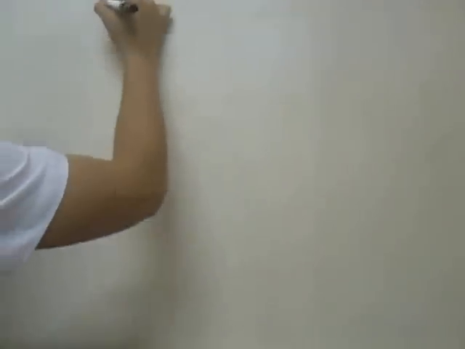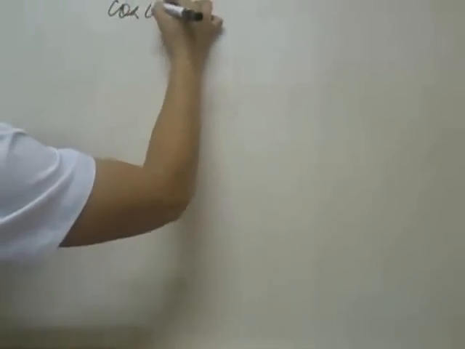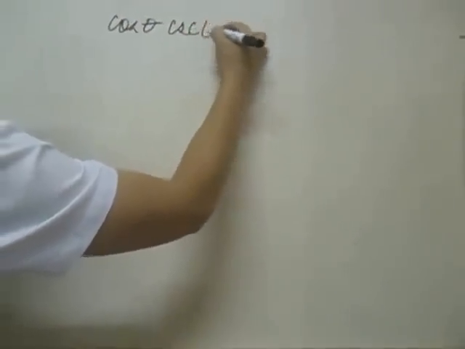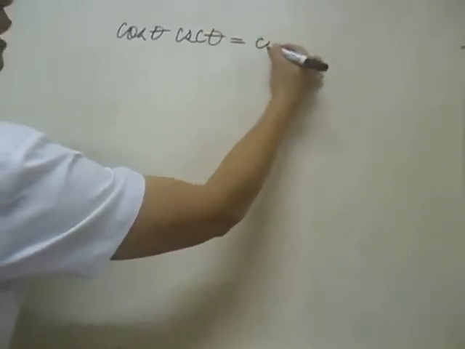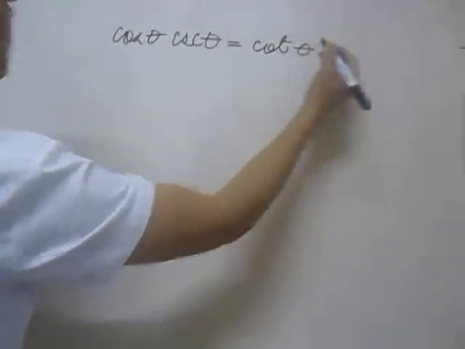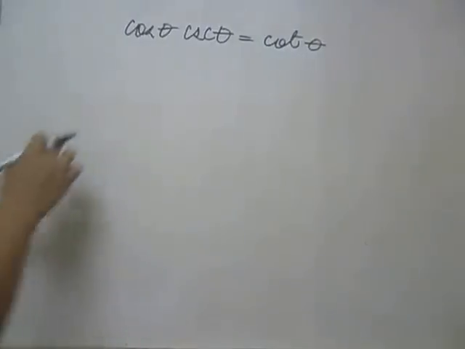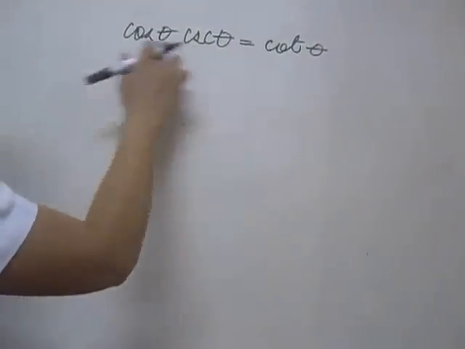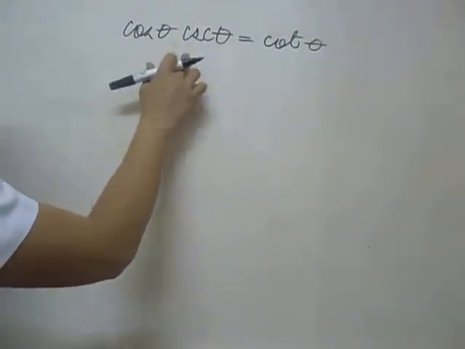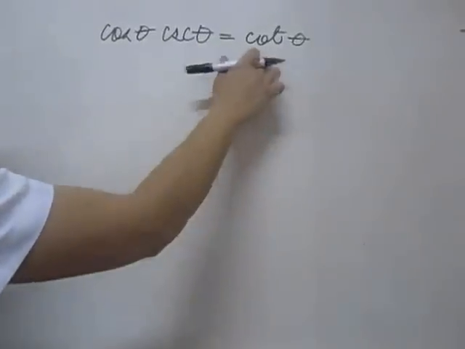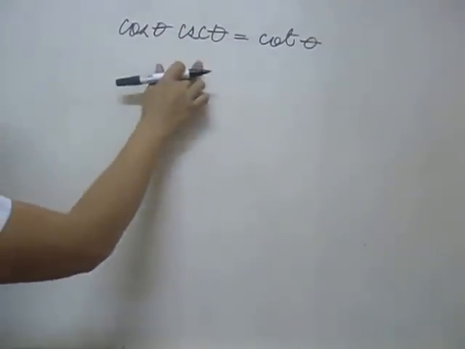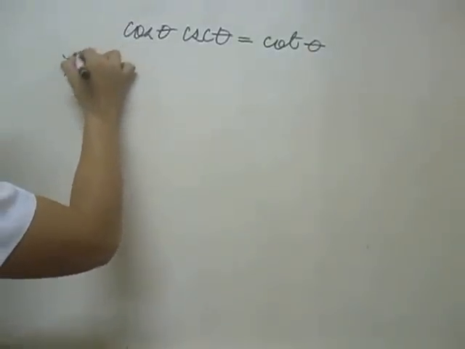Let's start with the simplest one. For example, we have cosine theta times cosecant theta is equal to cotangent theta. In this case, we will choose the left member, or the left side, rather than the other side because it appears to be the more complicated one. So here's now the proof.